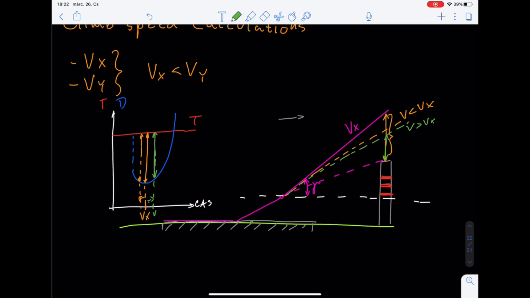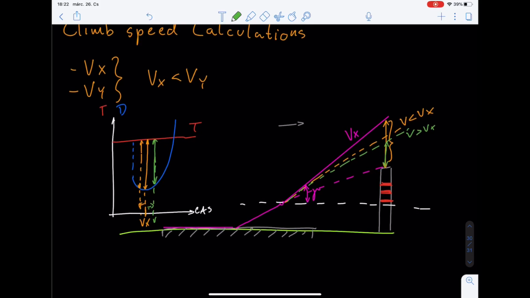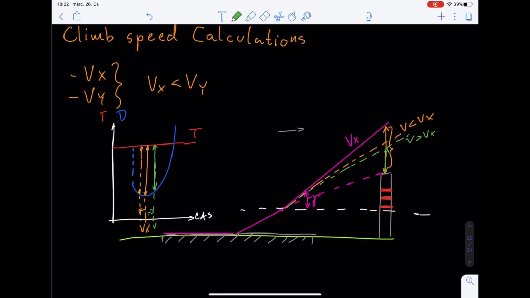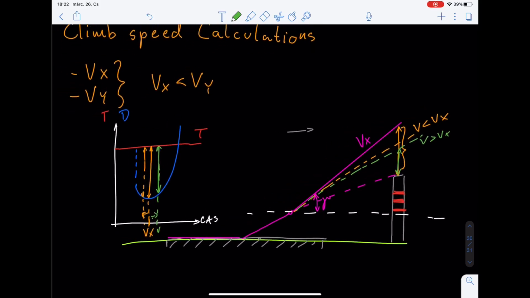And just for your information, something interesting: in the Airbus family, this is what they call maintaining the so-called green dot speed. Maintaining the green dot speed will achieve the VMD, and therefore the speed for the best angle of climb, so the speed which achieves the largest obstacle clearance.